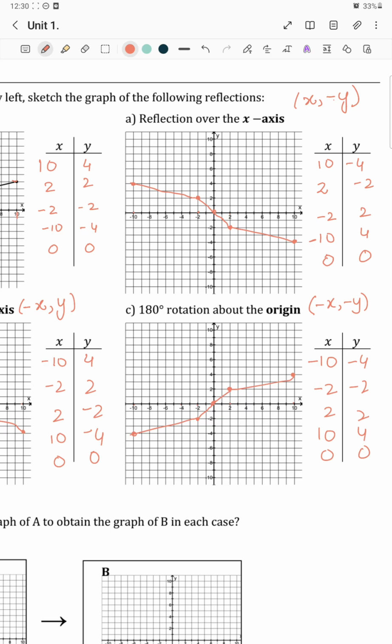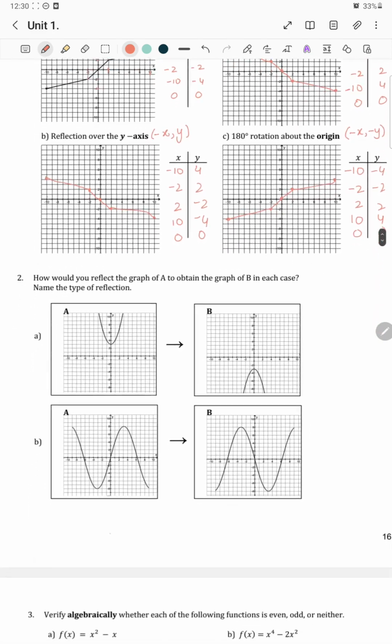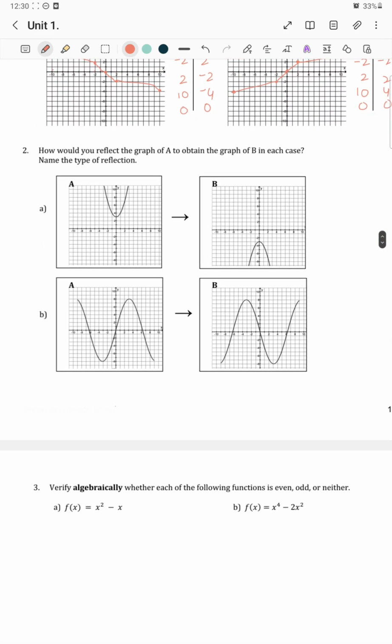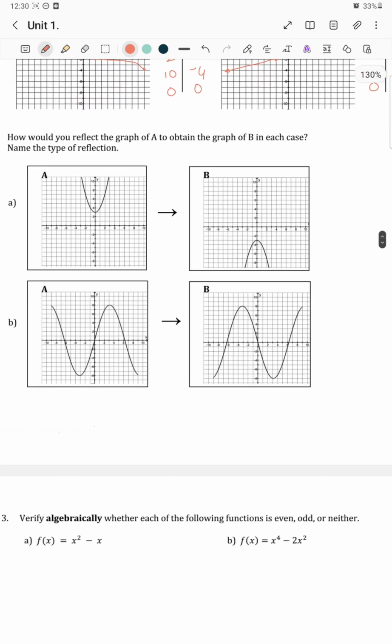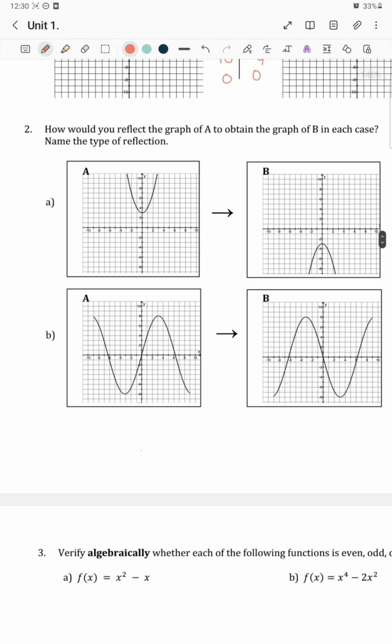So what we have learned from this is, whenever we need to reflect the graph along the x-axis, multiply the y values with minus. When we have to reflect over the y-axis, multiply the x values with minus, and about the origin, multiply both with the minus sign. How do we reflect the graph A to obtain the graph B in each case? Name the type of reflection.